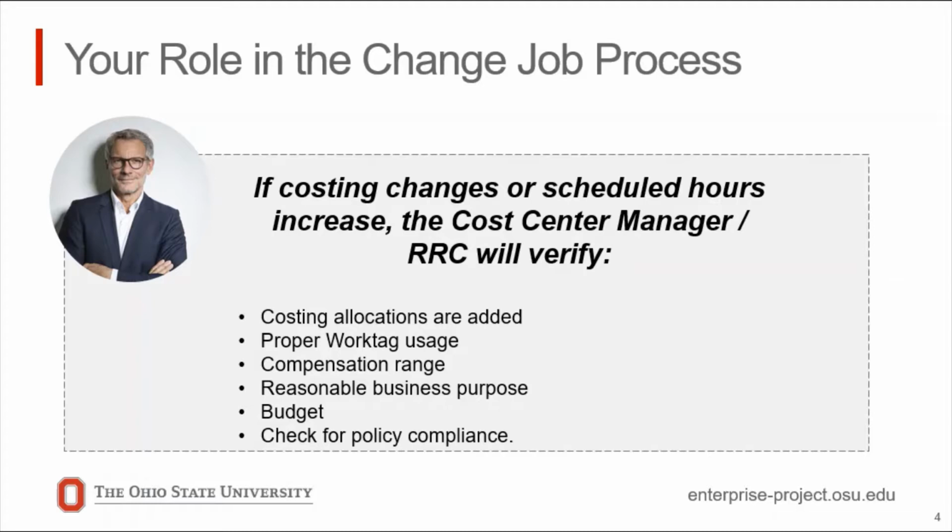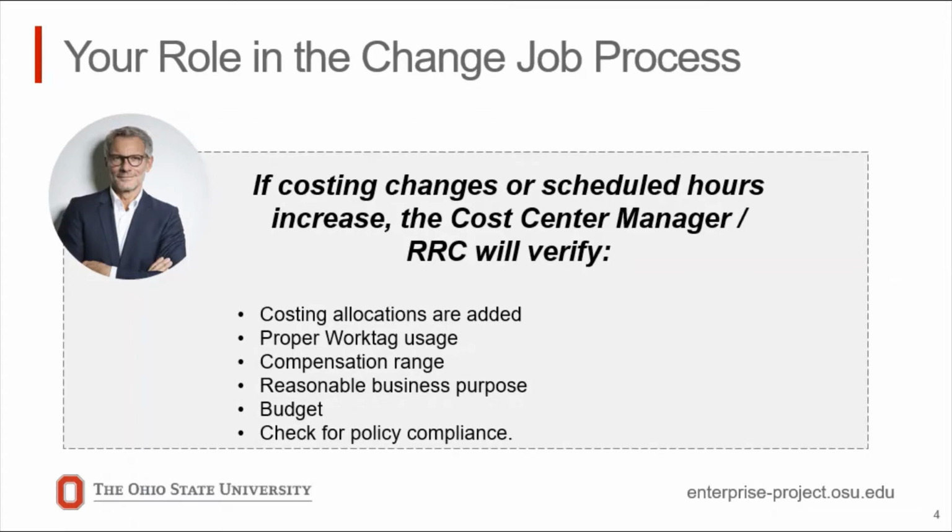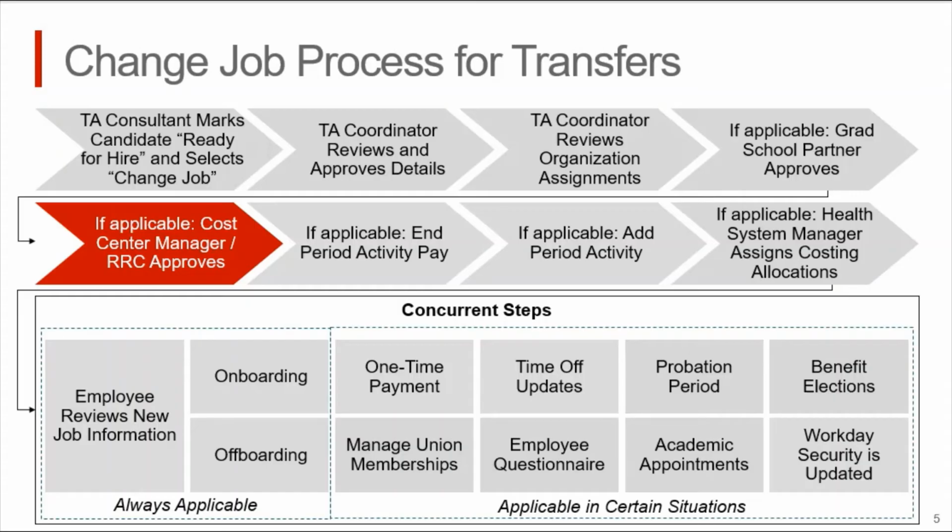Costing allocations are added. Proper work tag usage. Compensation range. Reasonable business purpose. Budget. Or check for policy compliance. If there are any changes to be made, the cost center manager will send the process back to the HRC for edits. The change job process will vary based on whether it is a transfer or data change.